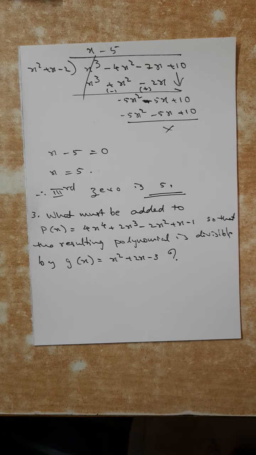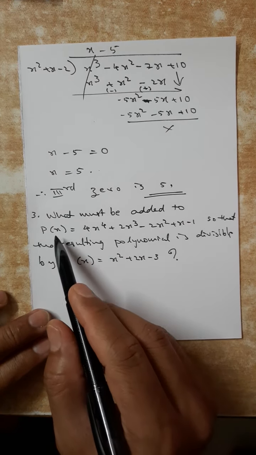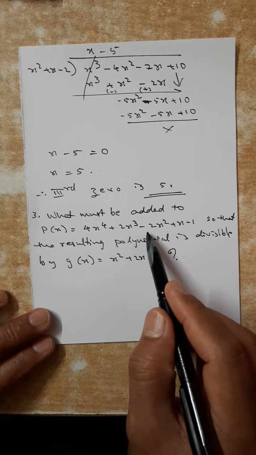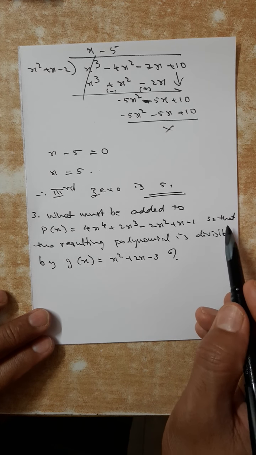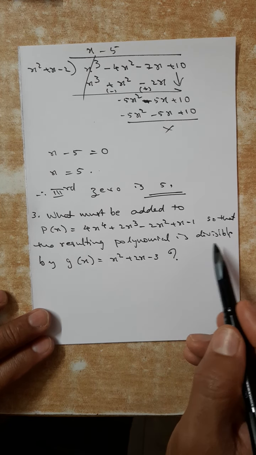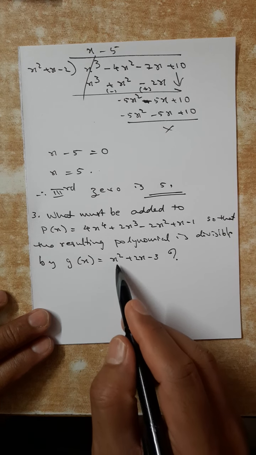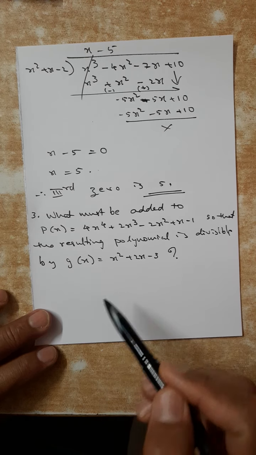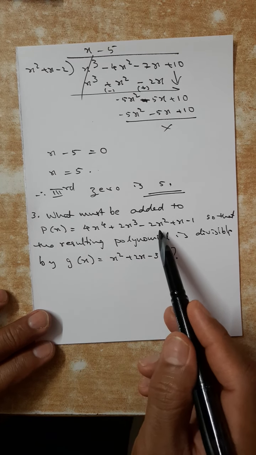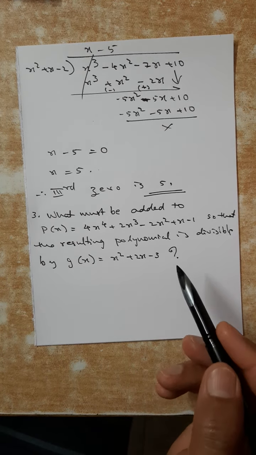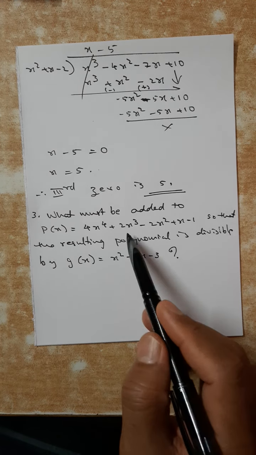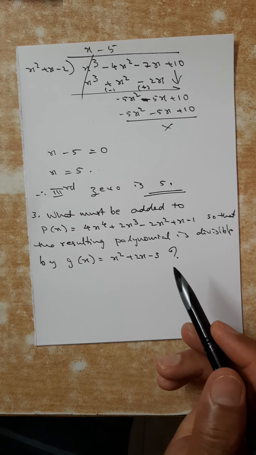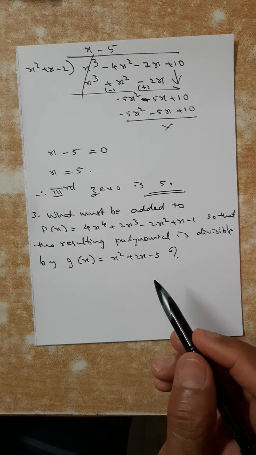Another special question. What must be added to p of x, that is 4x to the power 4 plus 2x cube minus 2x square plus x minus 1, so that the resulting polynomial is divisible by x square plus 2x minus 3? So two polynomials are given, p of x and g of x. Now the question is, what should be added to this one so that the new one is divisible by this? That means it is not divisible now. Remainder will surely be there. Now they are asking what should be added to make it divisible.